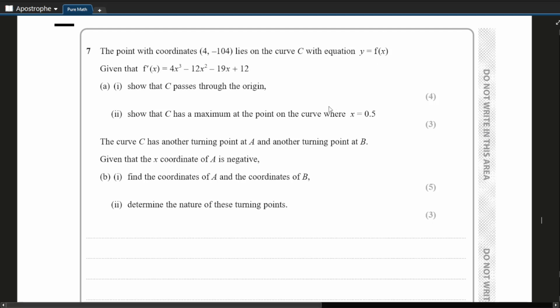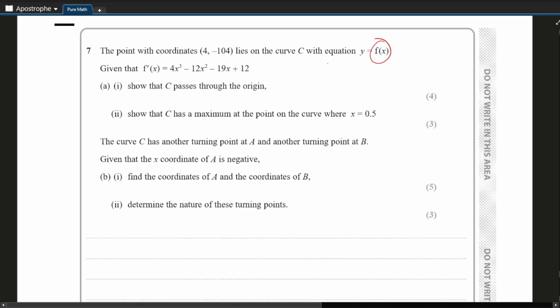Okay, let's look at question number 7. So in here it says the point with coordinate (4, -104) lies on the curve C with equation y equals f of x. Given that f prime of x is this, f prime of x meaning we differentiate f of x one time and then we get f prime of x. Show that C passes through the origin.